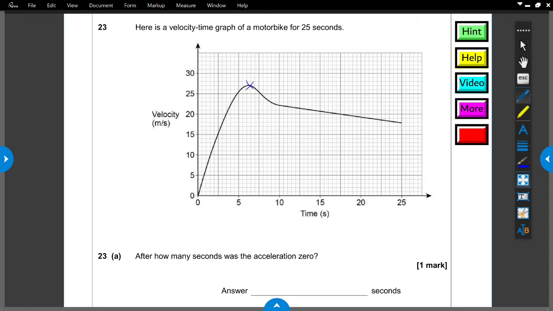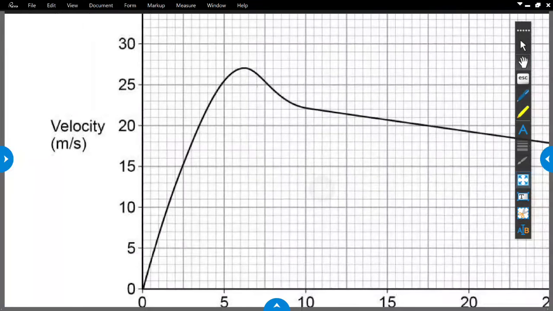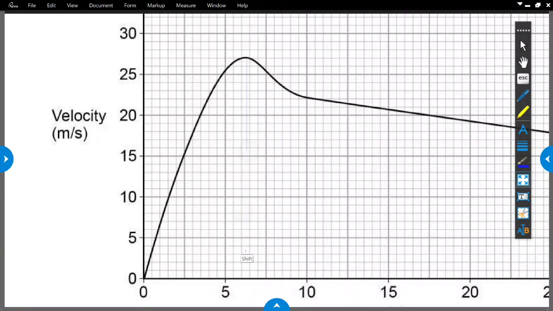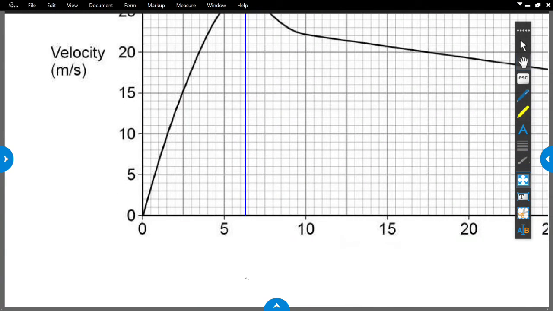If I was to draw a tangent at this point here, then it's a straight line. That's got a gradient of 0. That means the acceleration is 0. So now we can just draw a line straight down from there. It's halfway between two boxes. We want to establish what that point is there.